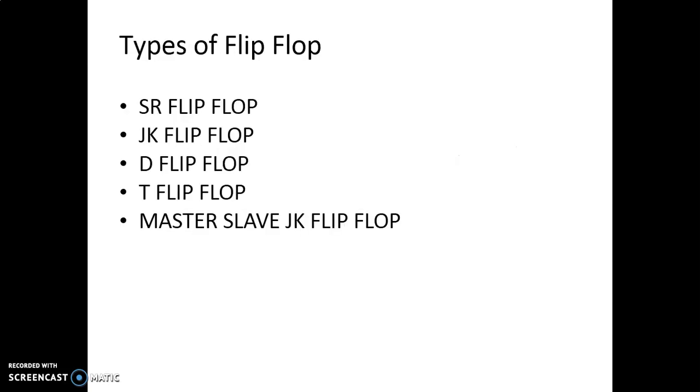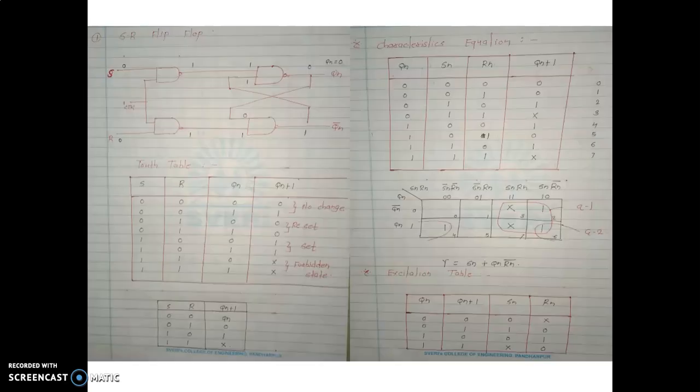In this unit we have to study the 4 types of flip-flop, that is SR flip-flop, JK flip-flop, D flip-flop and T flip-flop. Along with these four flip-flops we have to study the master slave JK flip-flop. So let's start with the first type of flip-flop, that is the SR flip-flop. In each flip-flop we have to study the logic diagram, truth table, characteristic equation and its excitation table. The truth table, characteristic equation and excitation table are the important points regarding flip-flops.